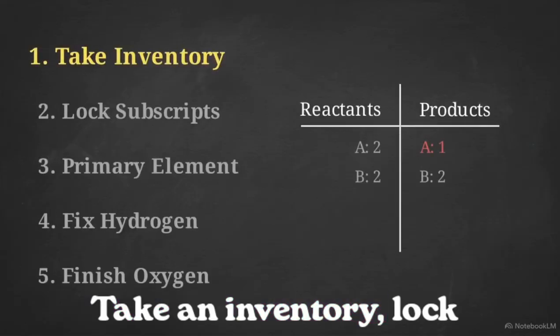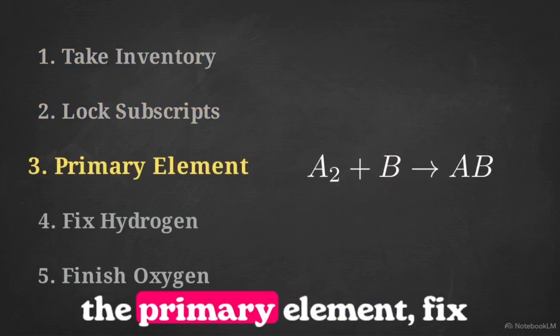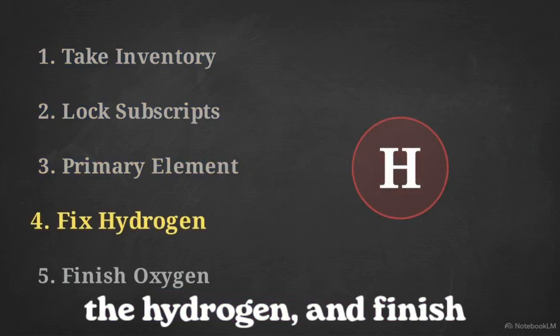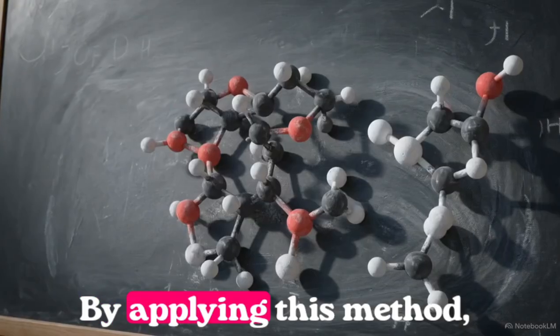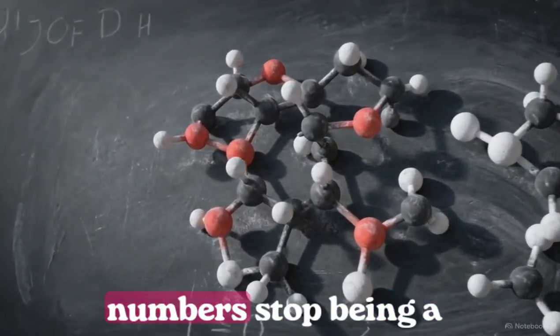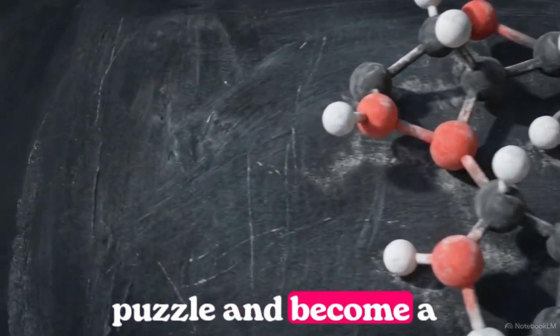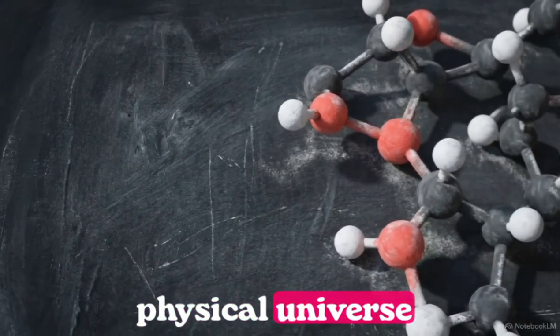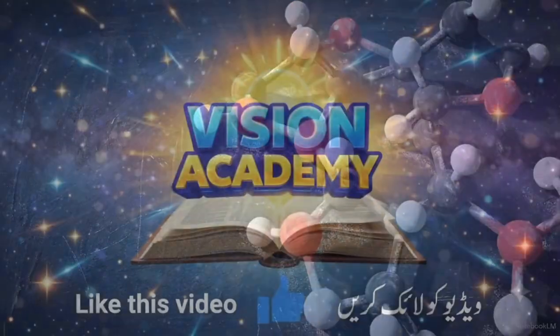Take an inventory, lock the subscripts, balance the primary element, fix the hydrogen, and finish with oxygen. By applying this method, abstract letters and numbers stop being a puzzle and become a precise map of how the physical universe actually operates.